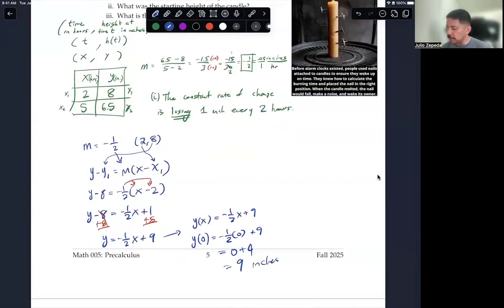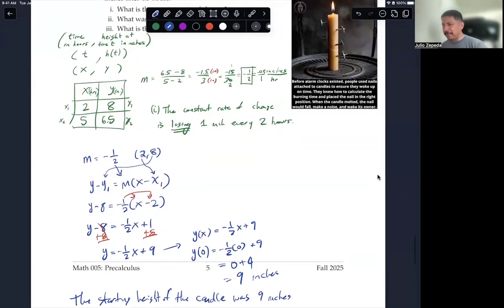Okay, so I'll write that in a sentence. The starting height of the candle was 9 inches.